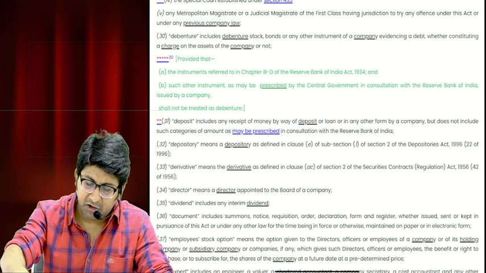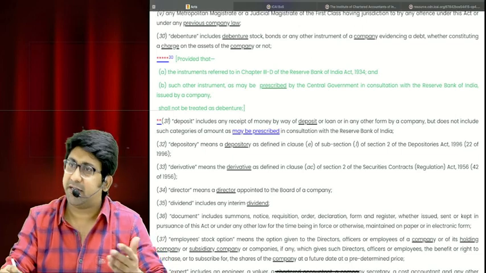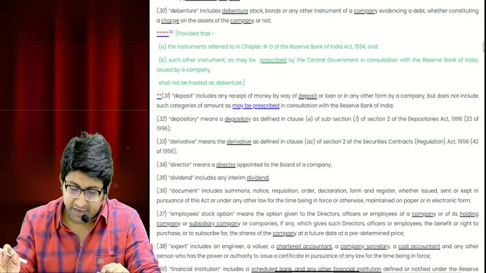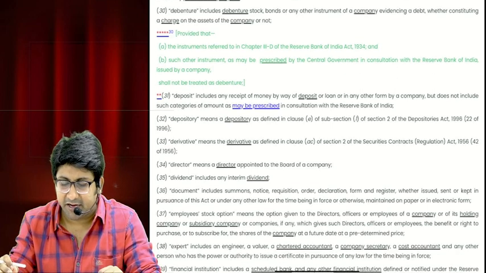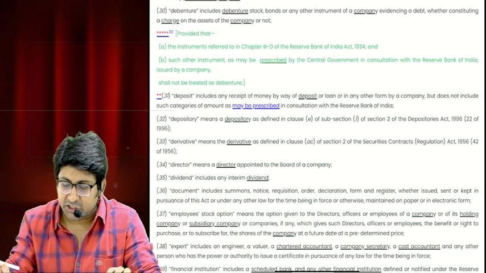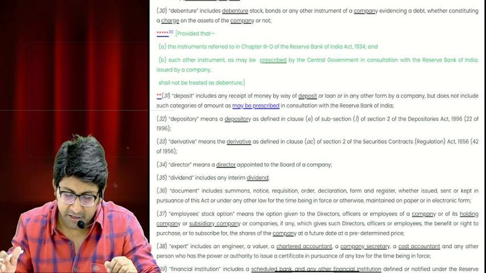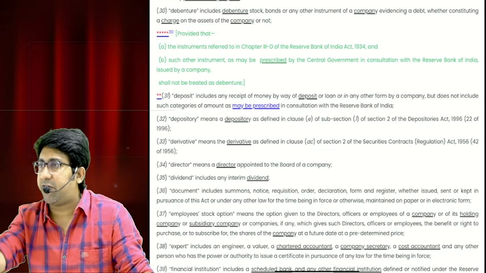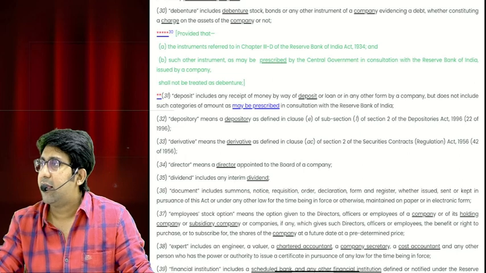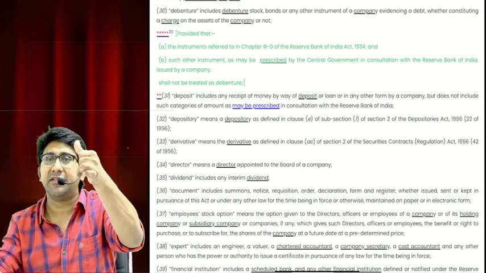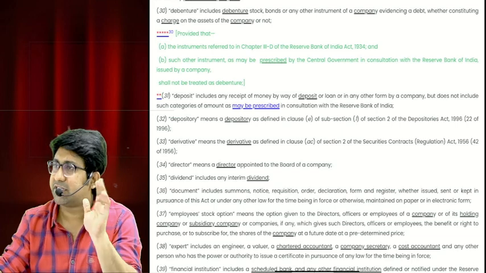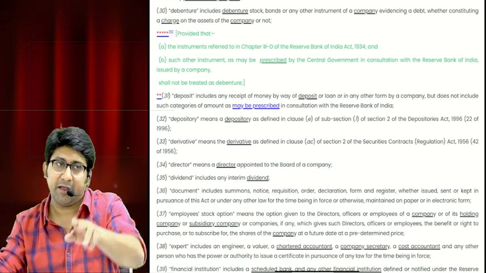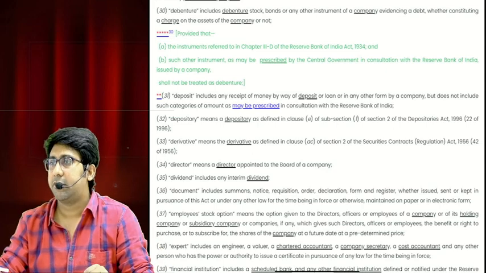Okay. Whether constituting a charge on the assets or not, it may be secured or unsecured. That's not the point. Provided that instruments referred to in Chapter 3D of the RBI Act and such instruments prescribed by the central government in consultation with the RBI issued by a company shall not be treated as a debenture. That means some are excluded from the definition of a debenture. What are those? Debentures under the RBI Act. Banks will also raise debentures, or not? They will raise as per the RBI Act. For that, the Companies Act will not apply. RBI will take care. Clear?